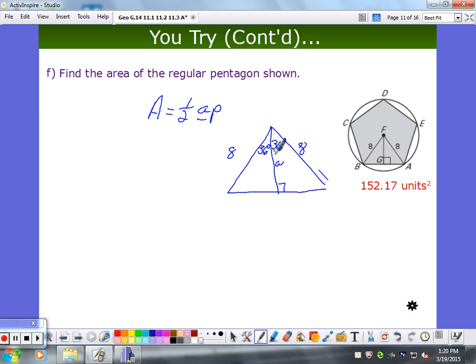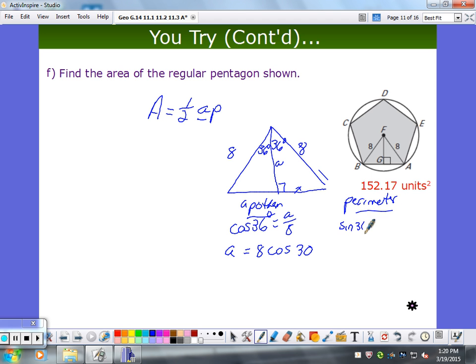So the cosine of 36 degrees is a over 8, which means a is 8 times the cosine of 36. So there's my apothem taken care of. Now I have to find the perimeter. If I find this side, then I can find the whole thing, and I'm going to multiply by 5 because there are 5 sides. I'm just going to put a little x here to find this measurement. The sine of 36 is x over 8, so x is 8 times the sine of 36.